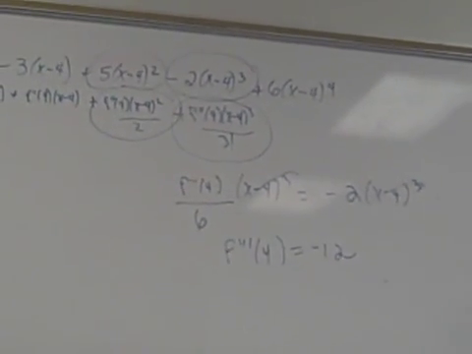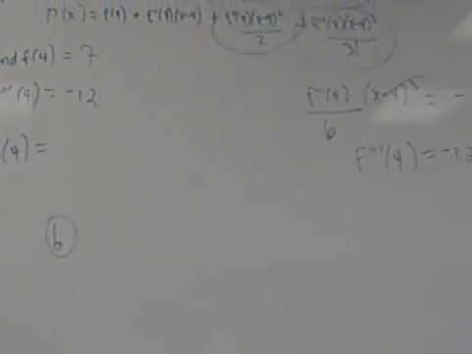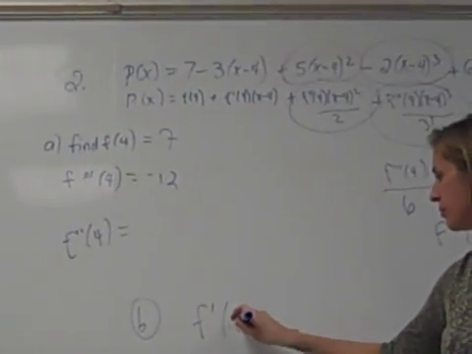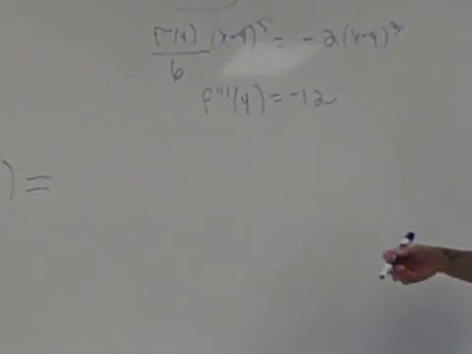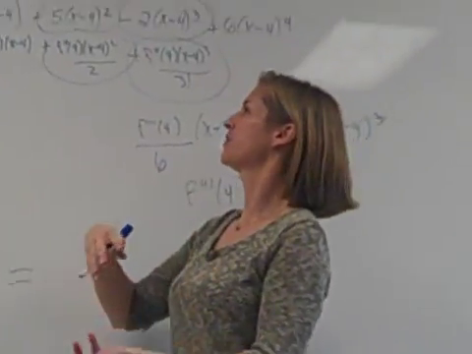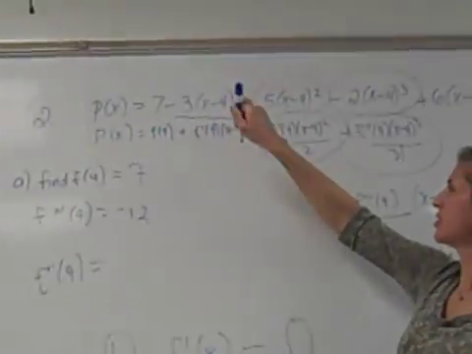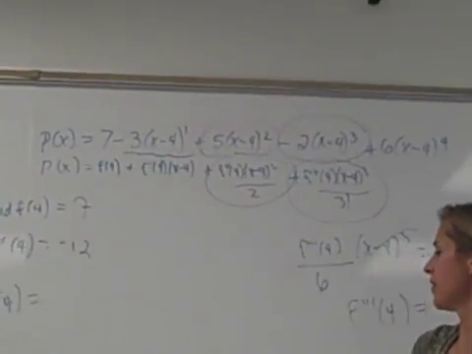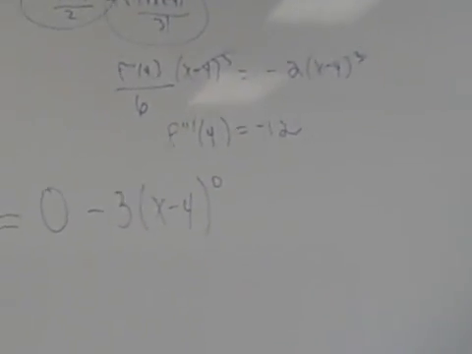Second question says, write the second degree Taylor polynomial for f prime. So what we just did. Well, if this is the Taylor polynomial for f, then if I want to write it for f prime, all I got to do is take the derivative of this one, term by term. So here's where you need to make sure you know all your power rules. The derivative of 7 is 0. The derivative of this term is what? If this is to the first, I'd go 1 times negative 3 times x minus 4 to the 0. So that x minus 4 is going to go.